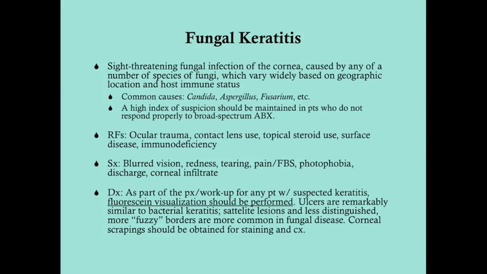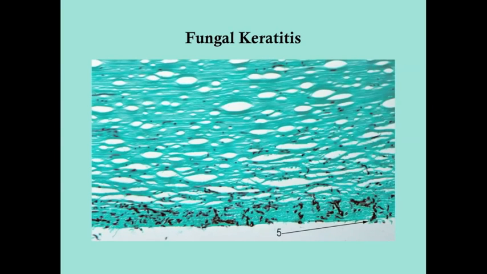The lesions can be a little less distinguishable. They might have more fuzzy borders rather than really delineated borders. But other than that, it's pretty difficult to determine the two apart from one another. Corneal scrapings, again, like I mentioned, are going to be of the utmost importance for staining and culture. So here's just an example of fungal keratitis. This is affecting the epithelium as well as Bowman's layer and the stroma.